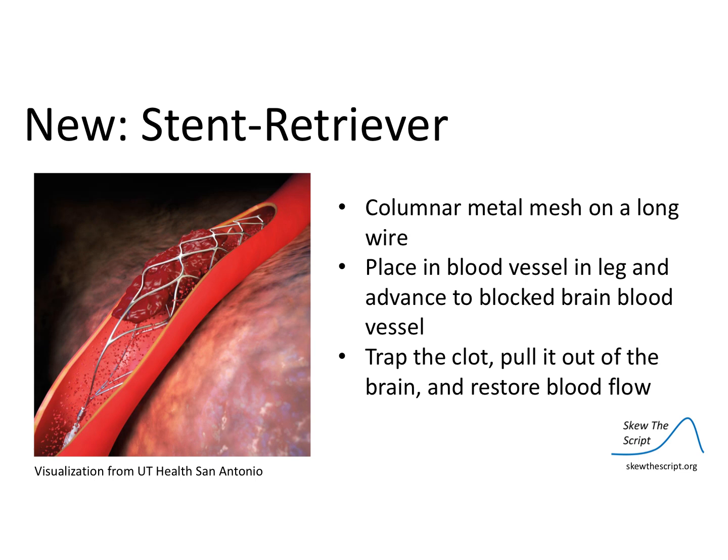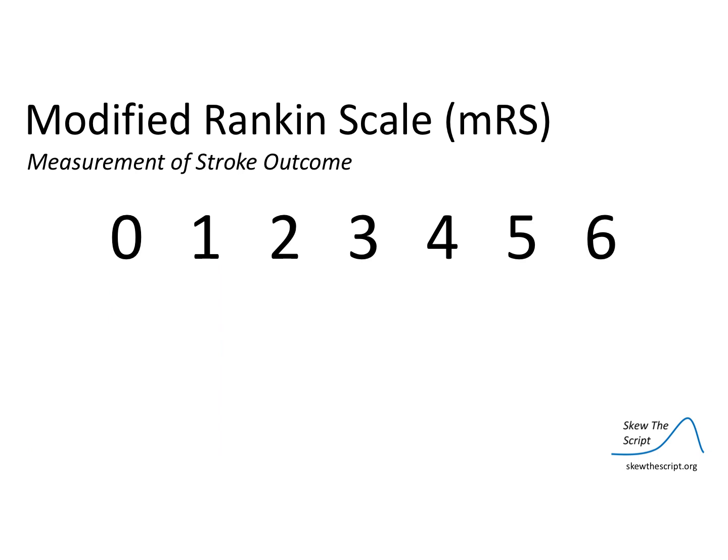So then comes along the stent, a metal mesh on a long wire, and it is placed in the blood vessel in the leg and advanced to the blocked brain blood vessel. And then this traps the clot, and we can pull it out of the brain to restore blood flow.